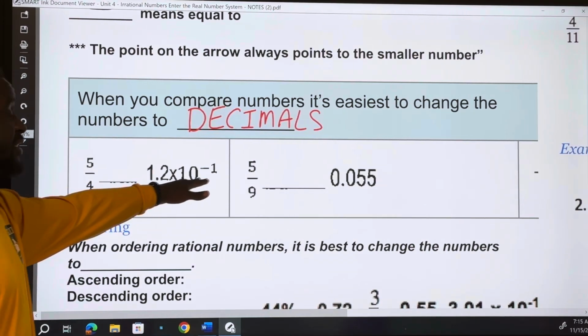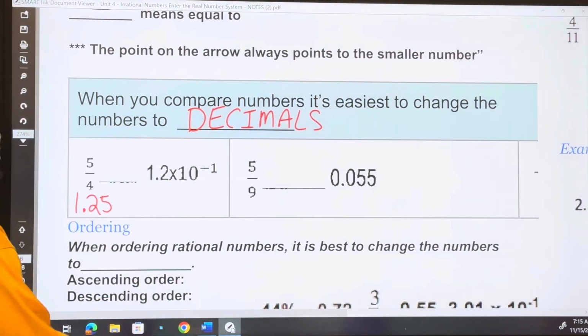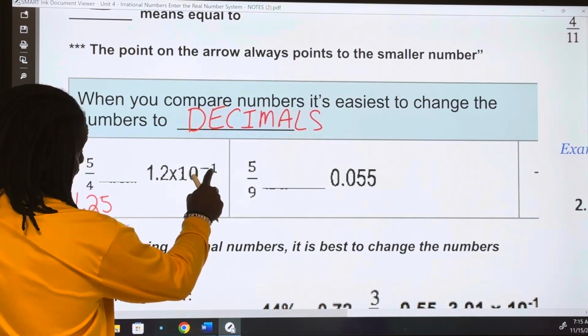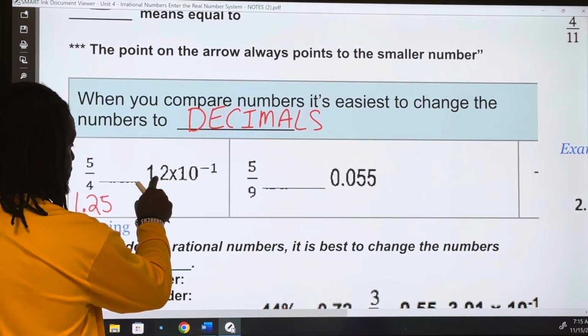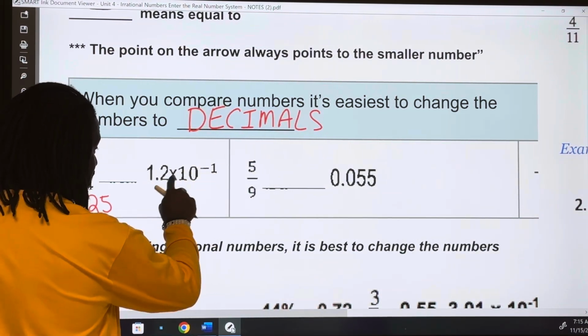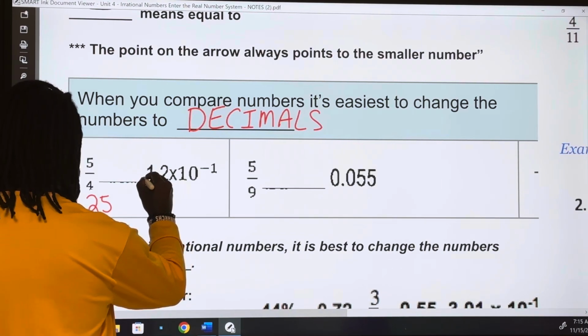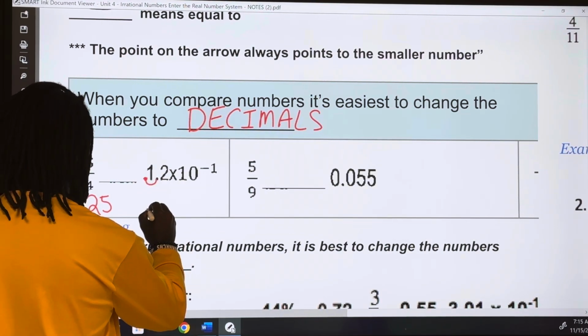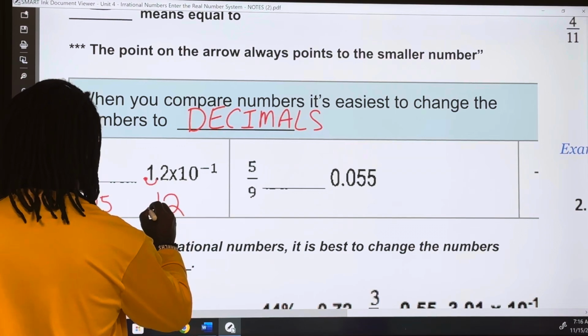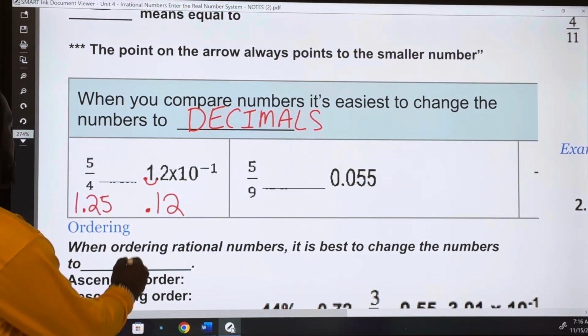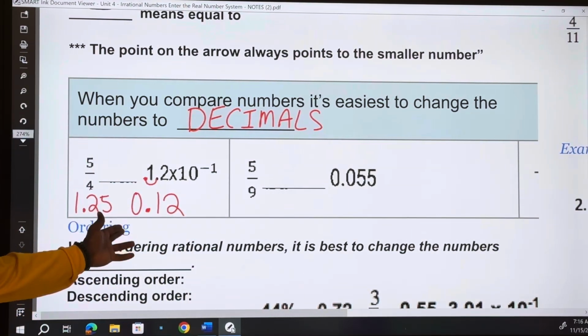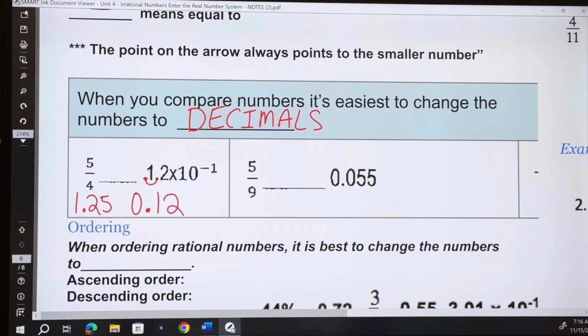And then this is a number written in scientific notation. This exponent tells me how many times to move the decimal, and because it's a negative, I'm moving it back 1. So this is going to be 0.12 as a decimal, all right? And so I can put a 0 there as a placeholder in front of that decimal.